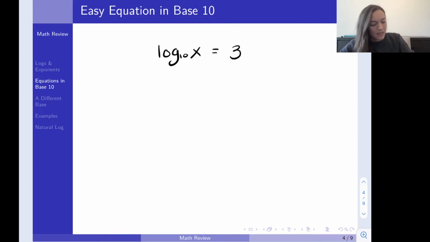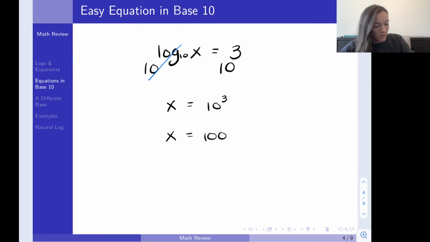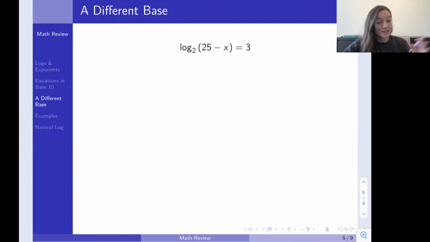So what I want to do is basically make both sides of this equation the exponent in my new equation. So I'm going to have 10 raised to the power of log base 10 of x equals 10 to the 3. So now I know that 10 and log 10 will basically cancel out. So I'm left with x is equal to 10 to the 3, which we know is 1,000. So we get x is equal to 1,000. Okay, now let's do a slightly more challenging example in a different base.